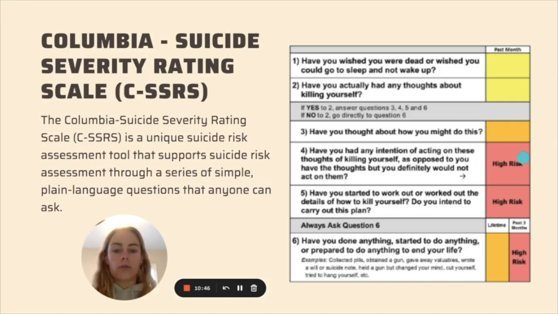So then going over to question 6, this is when we want to be aware of the lifetime and the past 3 months. So saying, in your lifetime, have you ever done anything, started to do anything, prepared to do anything to end your life? And then if they say yes about lifetime, thinking about the past 3 months. In the past 3 months, have you done anything, started to do anything, or prepared to do anything to end your life? And again, this is very important to think about because we know that a previous suicide attempt is always a risk factor for current suicidal thoughts.